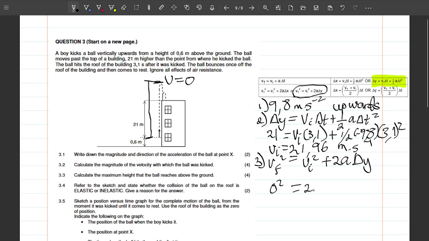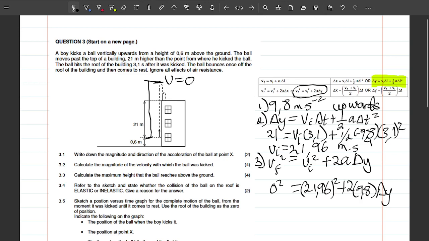That's just 21,96, and this is squared, plus 2. What is the acceleration? Remember, it's going upwards, so my acceleration shall be negative 9,8. So I'm going to have a negative 9,8 in there. And then what's my y? That's what I'm calculating there.